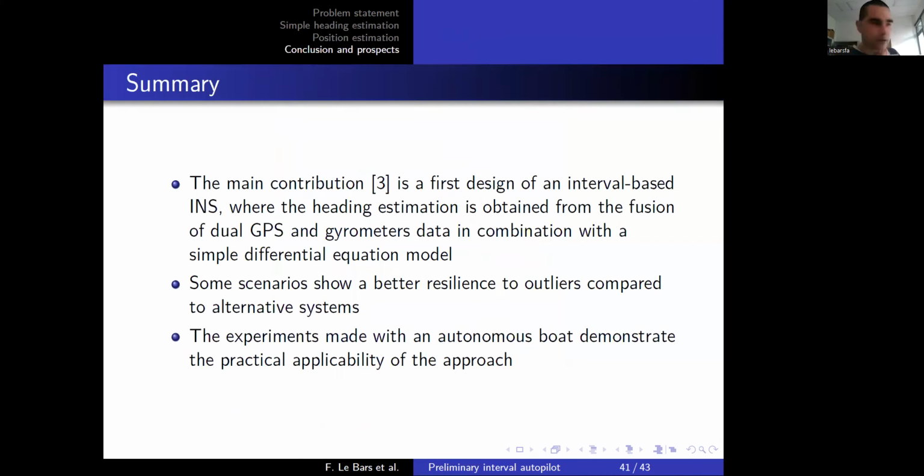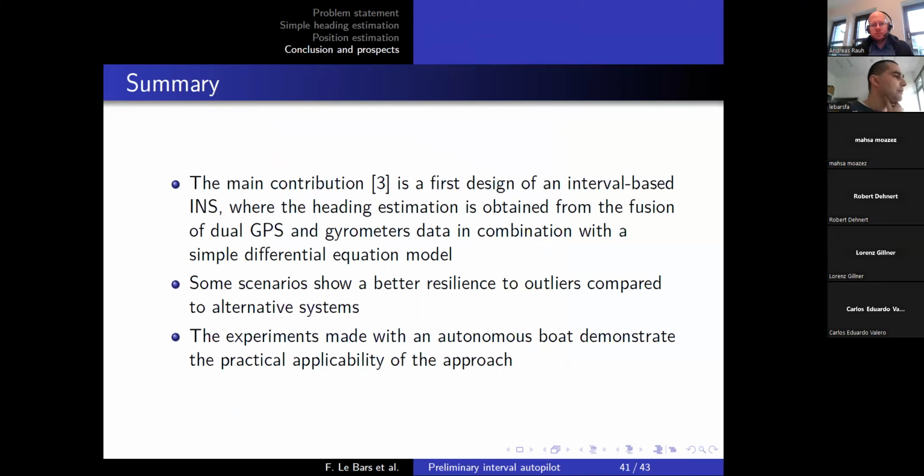So to sum up, what we consider is that with that first test, we were able to make some heading estimation from a fusion of multiple sensors, and that this estimation is able in some situations to be more reliable in terms of inconsistencies.